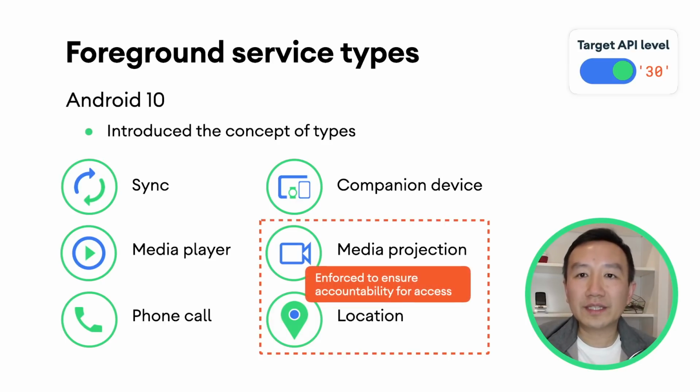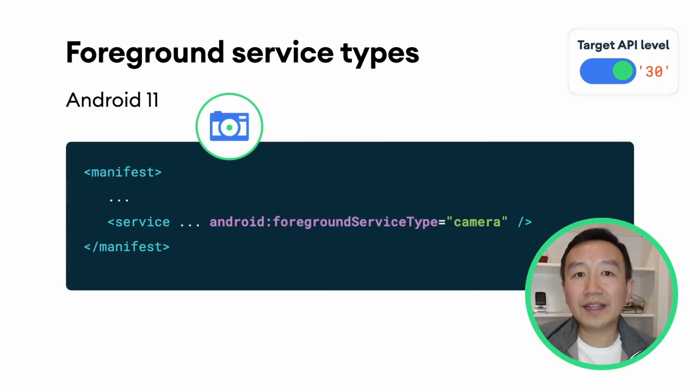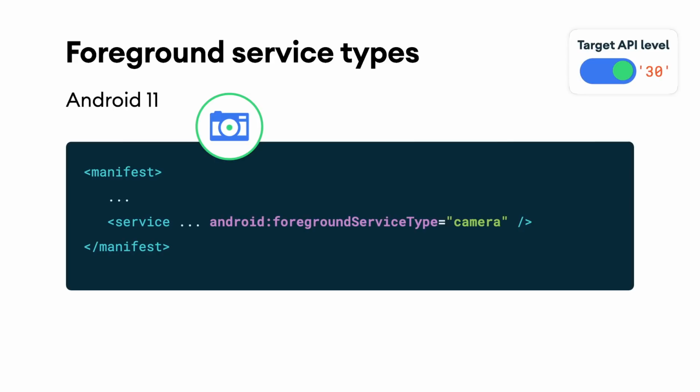One of the enforced types is location. In Android 11, there are a couple of new types, camera and microphone. Since Android 9, apps can no longer access the camera and mic in the background, so for quite some time, this can only be done in the foreground. If your app targets Android 11, it additionally needs to declare the new types, or else the foreground service cannot receive related data. Here's the manifest entry for the camera type.